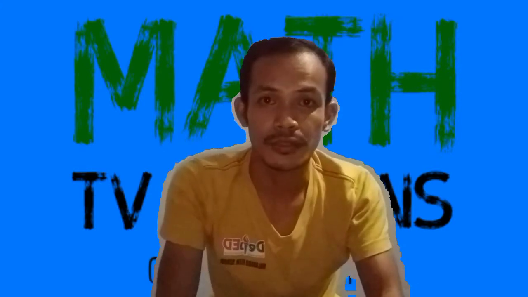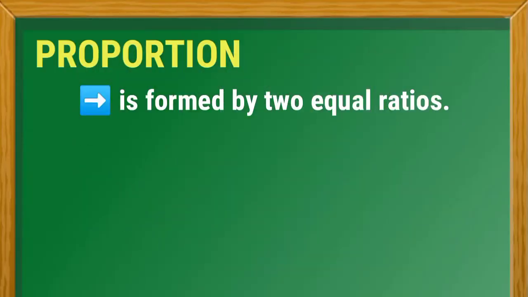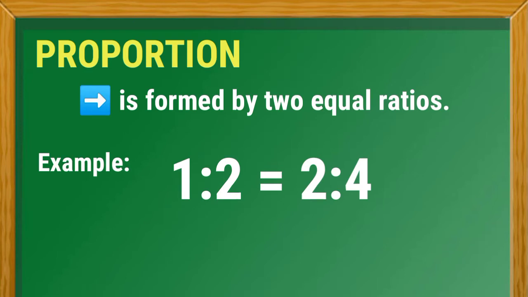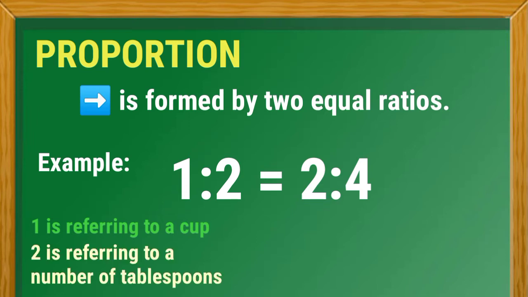Let's start our lesson. Proportion is formed by two equal ratios. Example, 1:2 equals 2:4. In expressing ratios, it is very important to have the order of the terms correspond correctly to the order of the things being compared. Let's go back to our example. 1:2 is to 2:4. Let's say 1 refers to a cup and 2 refers to tablespoons.